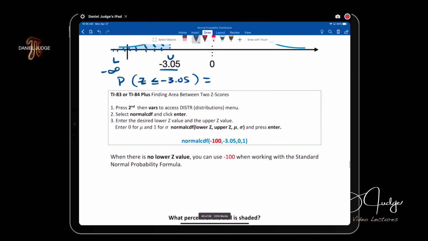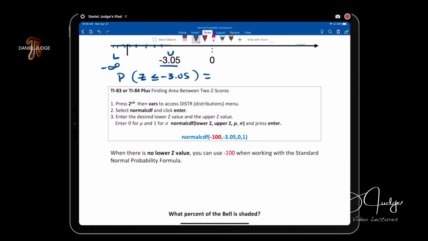Because if you go to the TI now, notice what I put here in your instructions. This is my lower, and this is my upper. Negative 100 is a finite number, but I have to use a negative. It's really a small number, right? Negative 1,000, negative 1,000,000, negative 1,000,000,000, negative 1,000,000,000,000. Oh my God, that's getting smaller. Further to the left you go, the smaller the number is.